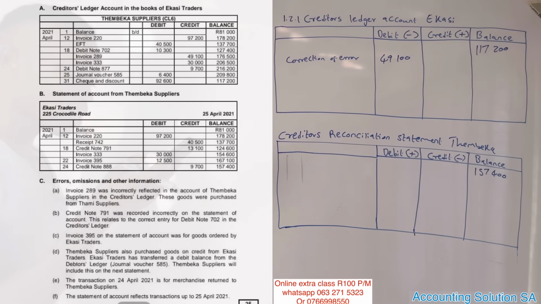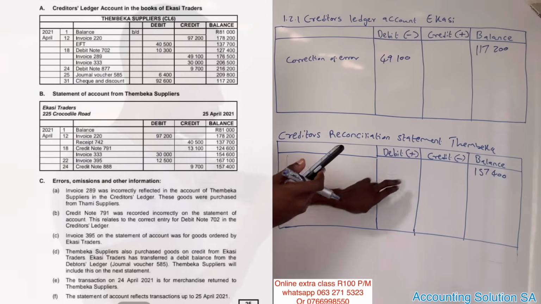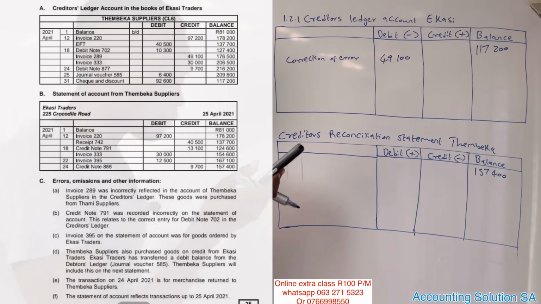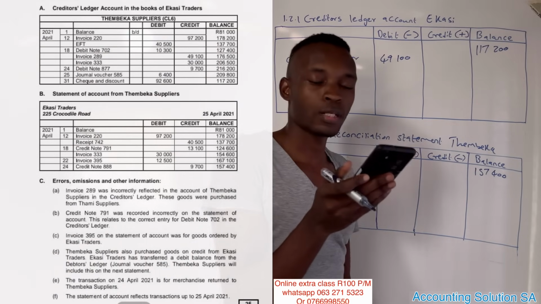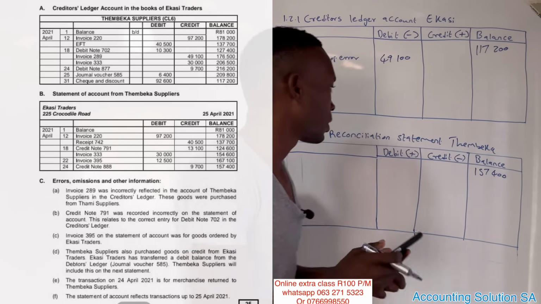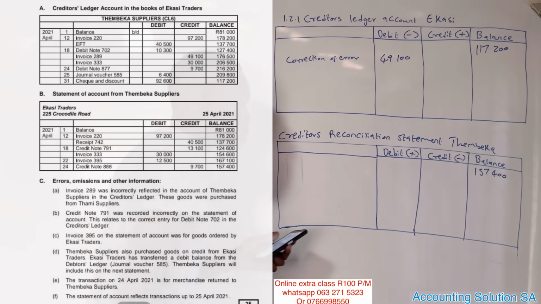They said a credit note was recorded incorrectly, which means that the one from the statement, the one which is here, which is credit note number 791, is incorrect. That 13,100 is incorrect. What do we do? We must reverse the difference on the debit side. On the debit side, we must reverse the difference of how much?